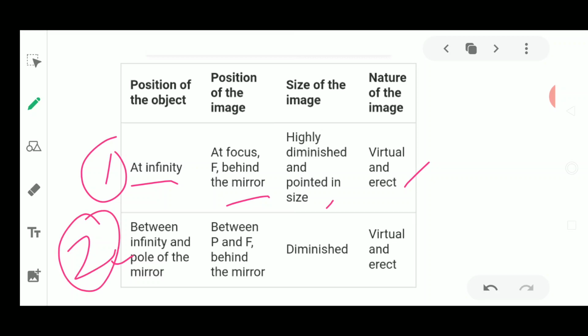Now between infinity and pole of the mirror, the position of the image is between pole and focus, and it is always behind the mirror. The size of the image will be diminished, virtual and erect. Okay, so the nature will remain the same. Why is the nature going to remain the same? As the rays always appear to come and meet on the virtual side. Okay, so this was all about image formation in the convex mirror.